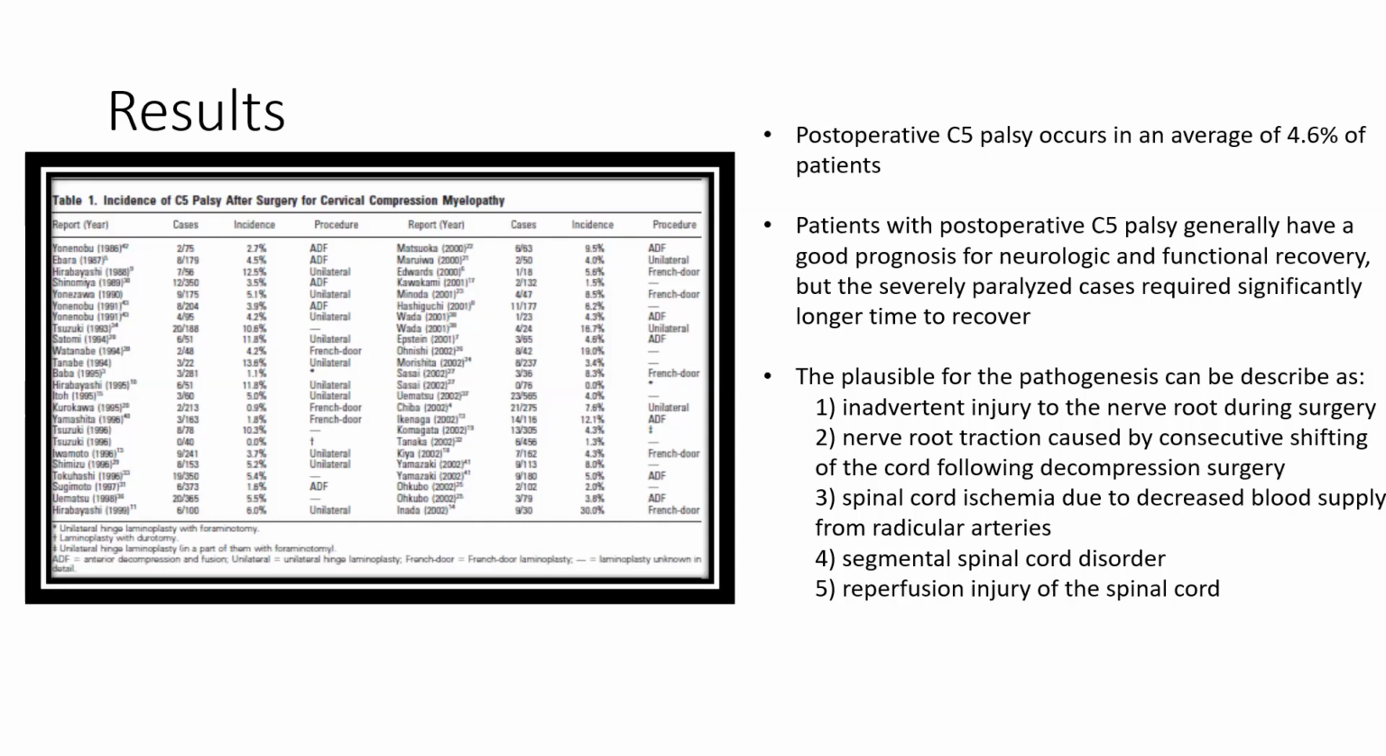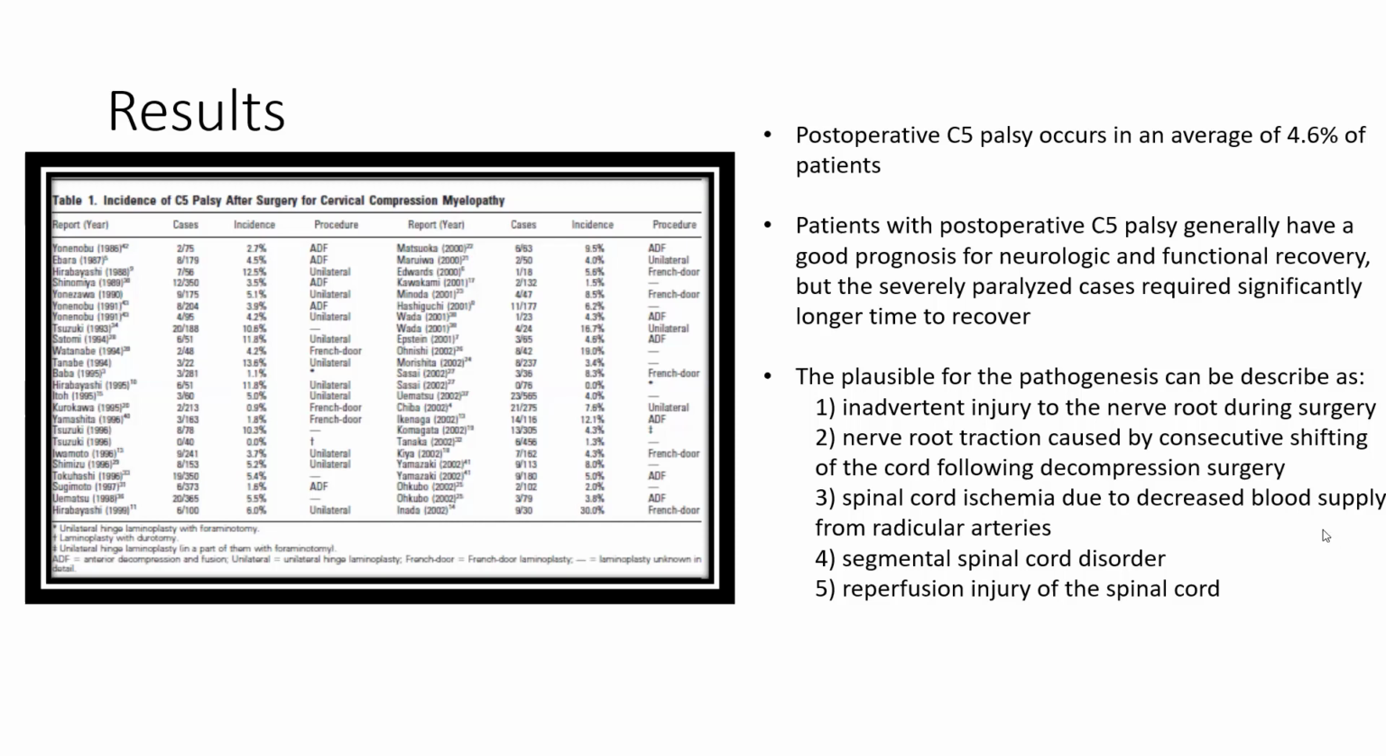Others include spinal cord ischemia due to decreased blood supply from radicular arteries, especially if those vessels have been compressed. Also segmental spinal cord disorders, and reperfusion injury of the spinal cord, which usually occurs after anesthesia recovery. Oftentimes these reperfusion injuries cause a high amount of oxygenation that can cause further damage to the vessel, thus affecting the spinal cord.